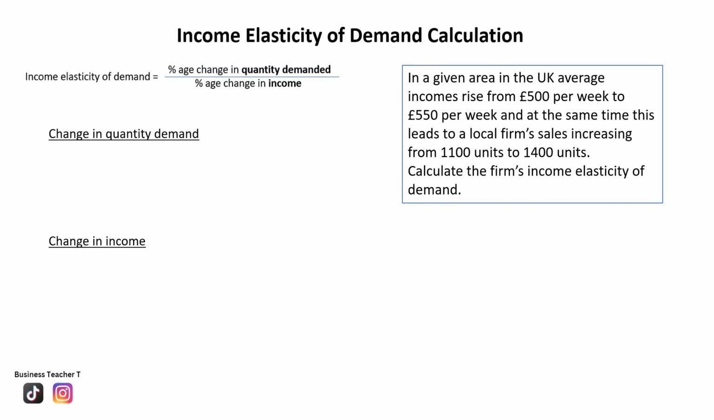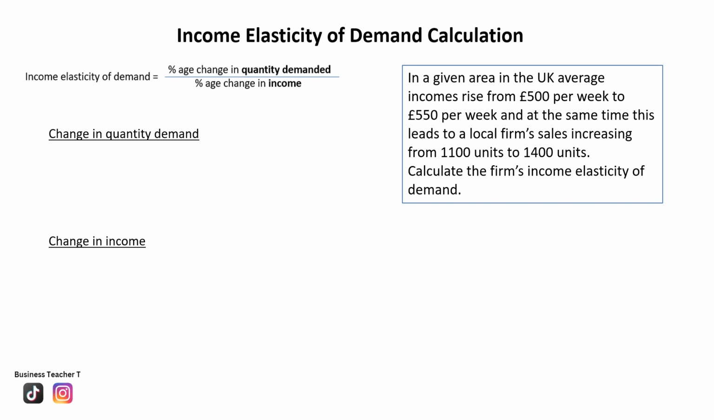In a given area in the UK, incomes rise from £500 per week to £550 per week. And at the same time, this leads to a local firm's sales increasing from 1,100 units to 1,400 units. Calculate the firm's income elasticity of demand. You can pause the video now if you'd like and attempt this calculation.